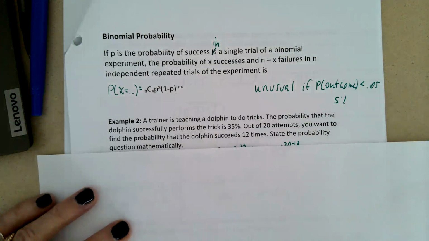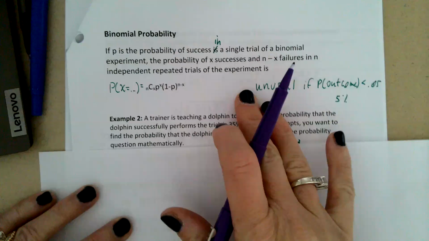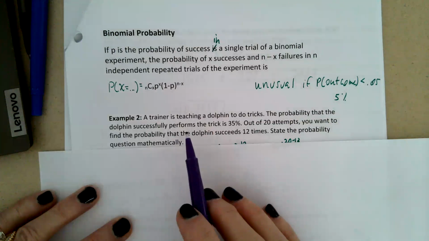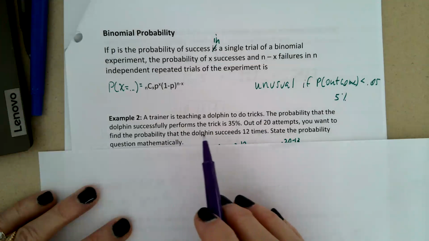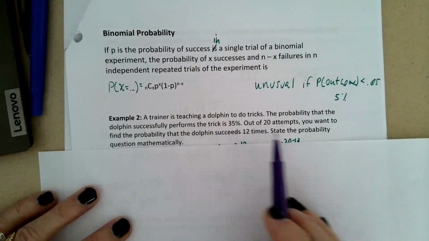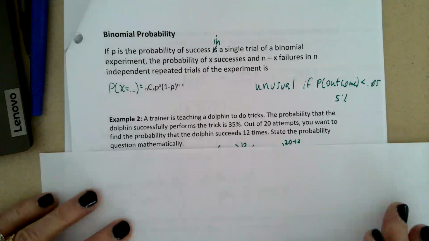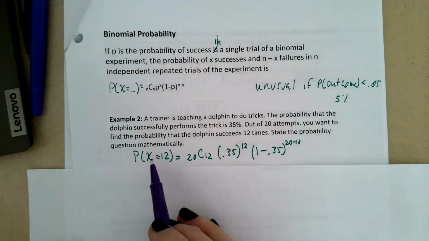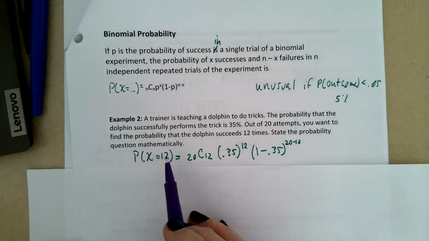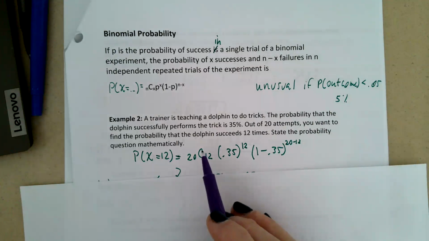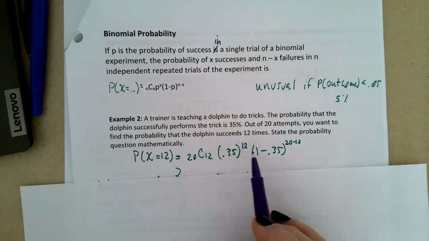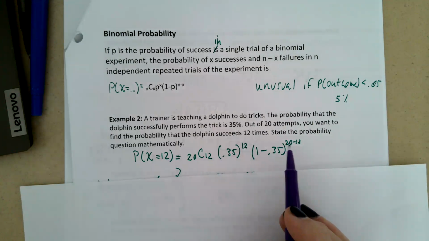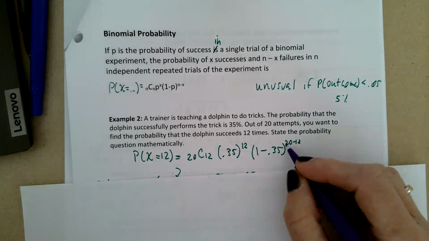Let's look at example 2. It says a trainer is teaching a dolphin to do tricks. The probability that the dolphin successfully performs a trick is 35%. Again, out of 20 attempts, you want to find the probability that the dolphin succeeds 12 times. State the probability question mathematically. So that would be the probability that X equals 12, exactly 12 times. So that would be 20 choosing 12. Success is 0.35 to the X, which is 12. 1 minus 0.35 to the n minus X, which is 8, 20 minus 12.